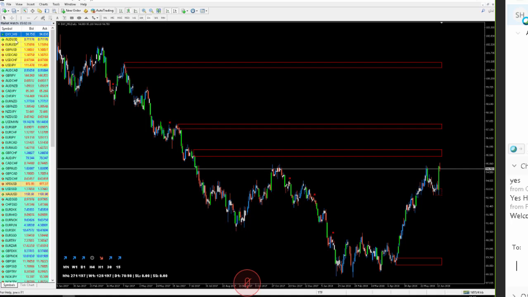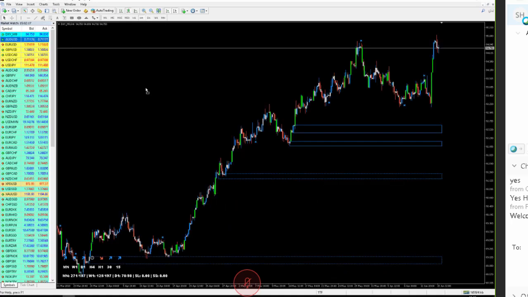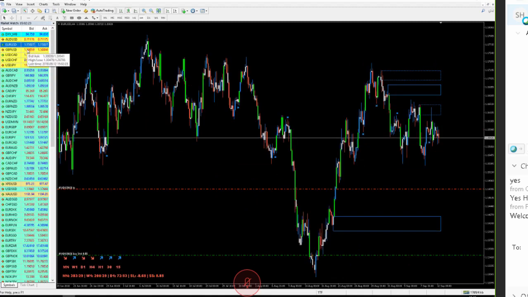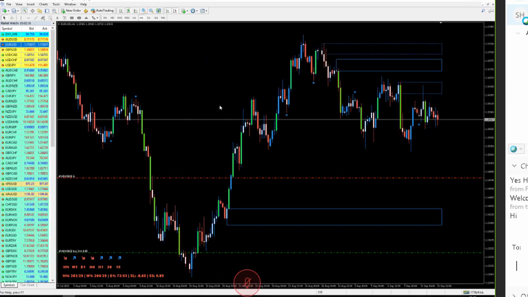Okay, so let's find something nice. Okay, let's have a look at this. This is the euro US dollar. So what we do, I mean, supply and demand is ultimately about finding imbalances in liquidity, bearish and bullish liquidity. And this is the way I think you can trade and do quite well.